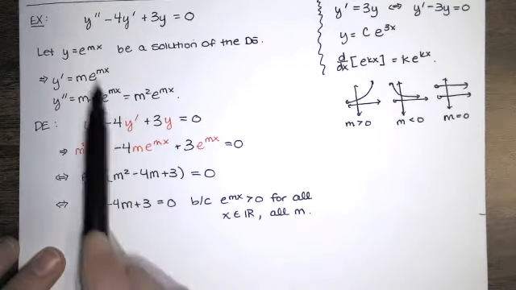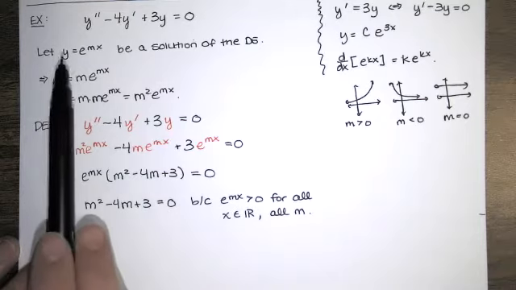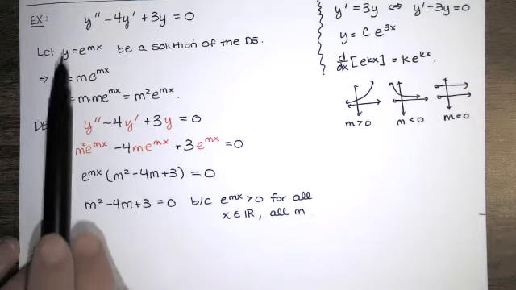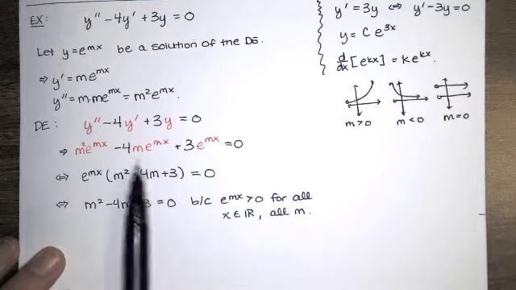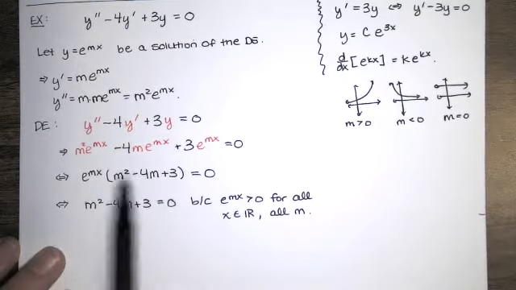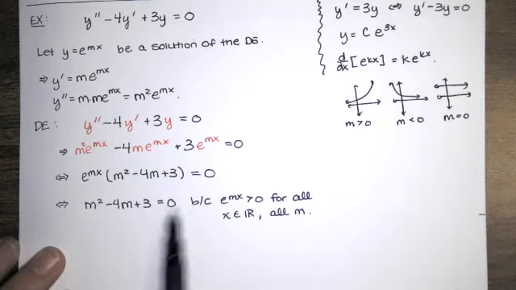So let's go back. What did we say? We said if we let y equal e to the mx, then m must satisfy this equation because y equals e to the mx is a solution of this differential equation. So y equals e to the mx will be a solution if this equation is satisfied by m. In order to find the values of m that satisfy this equation, we're just going to solve this quadratic equation.